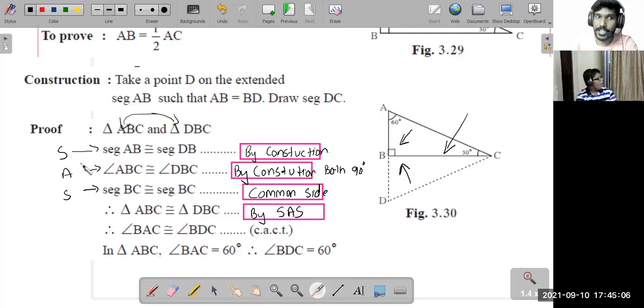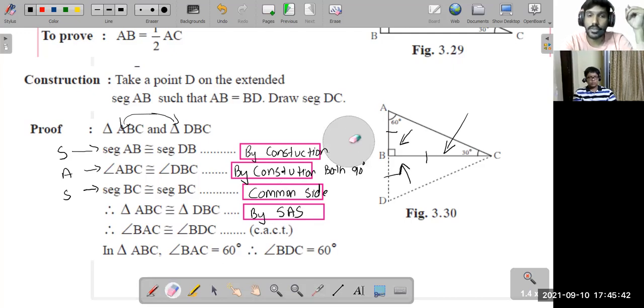Also, you check in SAS test, the angle has to be between the two congruent sides. So just see, is that angle between the two congruent sides? This is congruent to this, and this is. So you see the angle is between the two sides. So confirm, it is by SAS test. Now, since the two triangles are congruent, as I said before, their corresponding angles and sides are all congruent to each other.